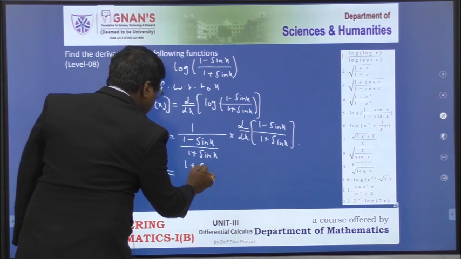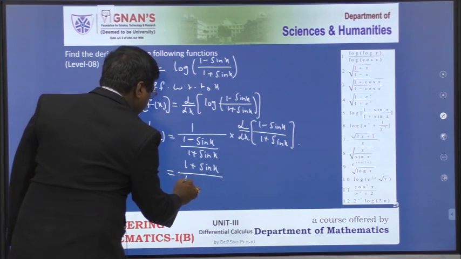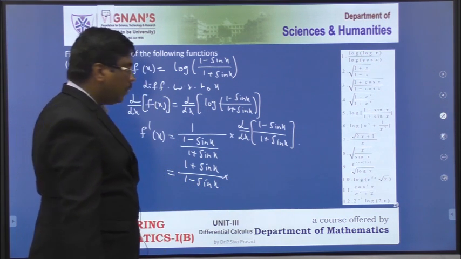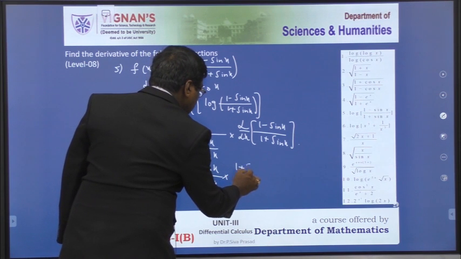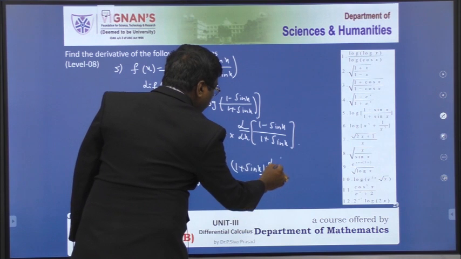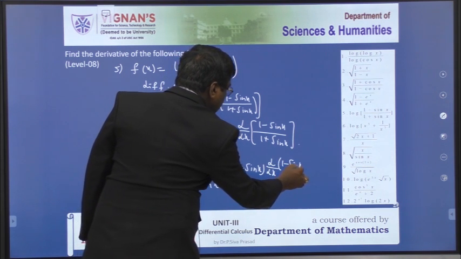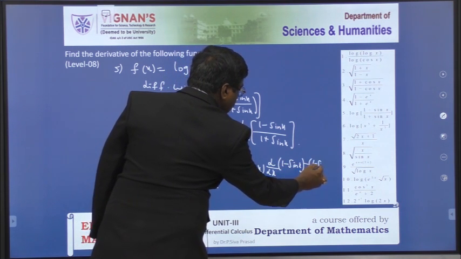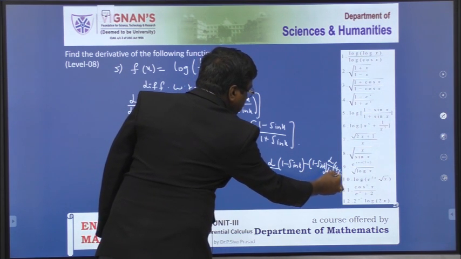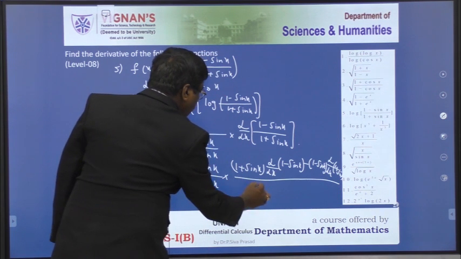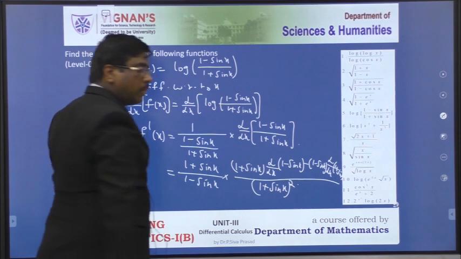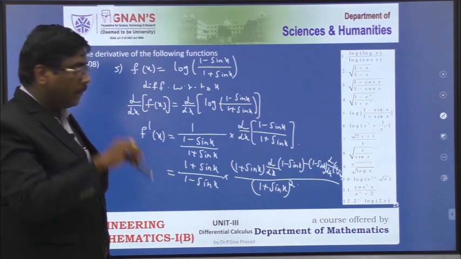So that is (1 plus sin x) by (1 minus sin x) into, here I have to apply the u by v rule. Then this is (1 plus sin x) into d by dx of (1 minus sin x) minus (1 minus sin x) into d by dx of (1 plus sin x), by (1 plus sin x) whole square. All of you catch my point?